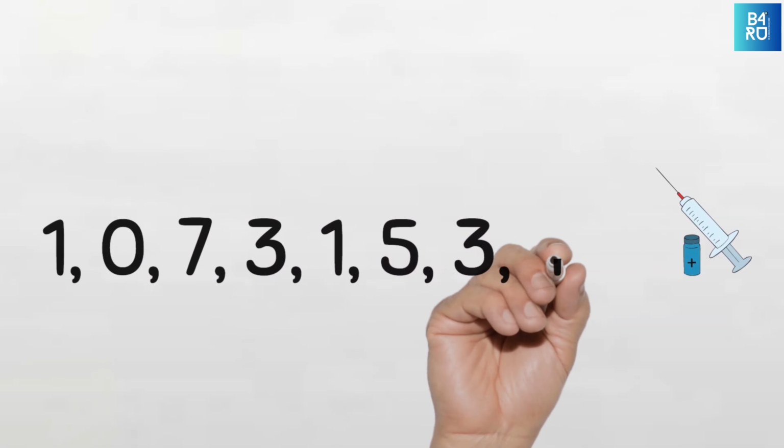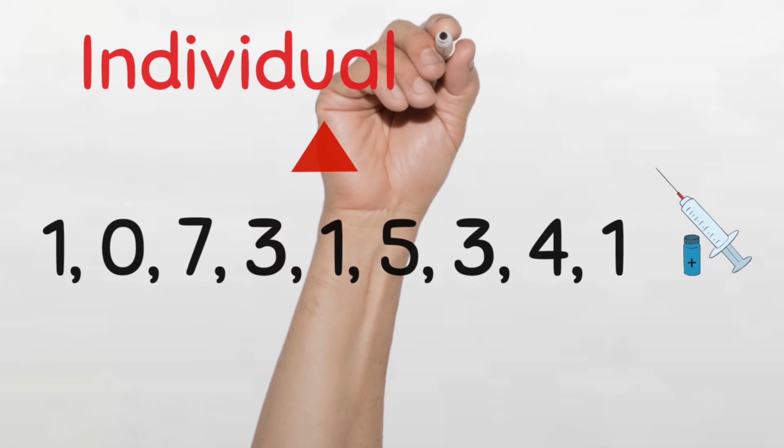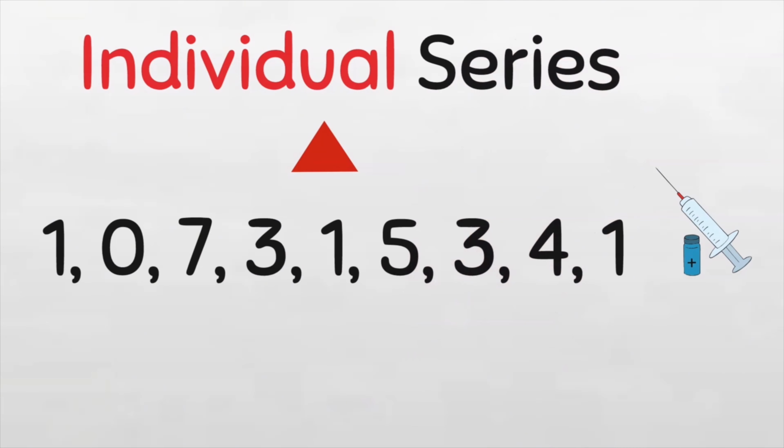This is the data set of the number of vaccinations per child that a sample of 9 children received in Samaru's area. This is an individual series data because each number here represents the data from one child. Let us find the mean of this data.